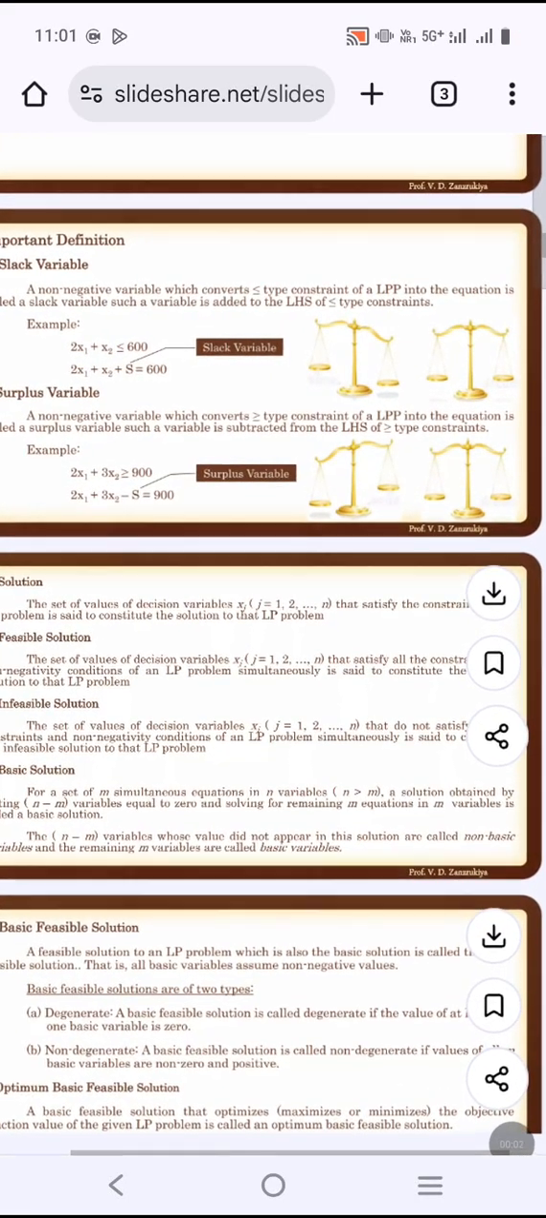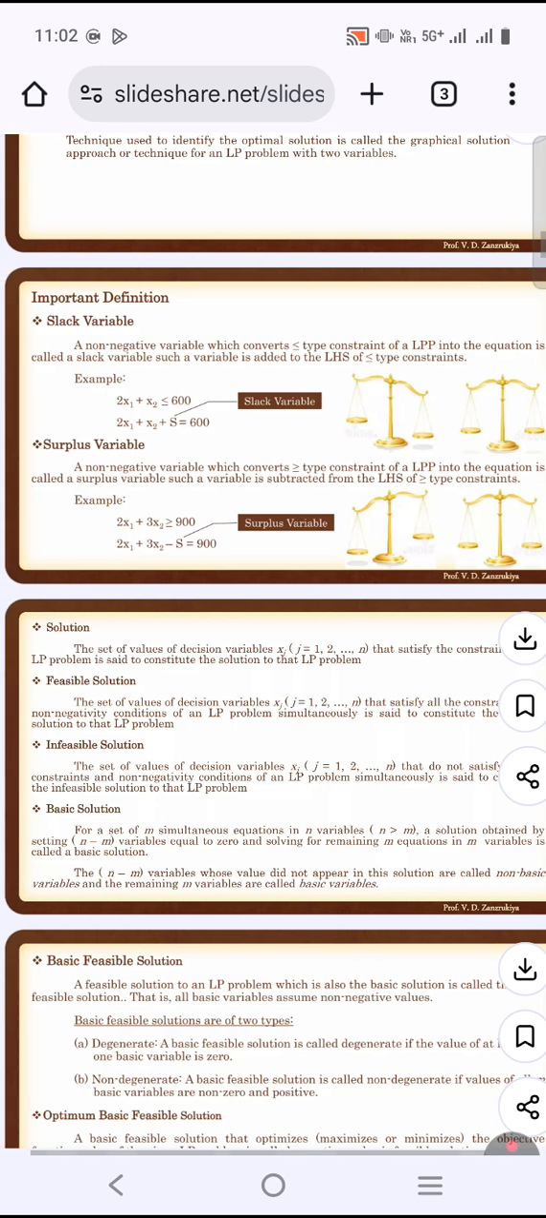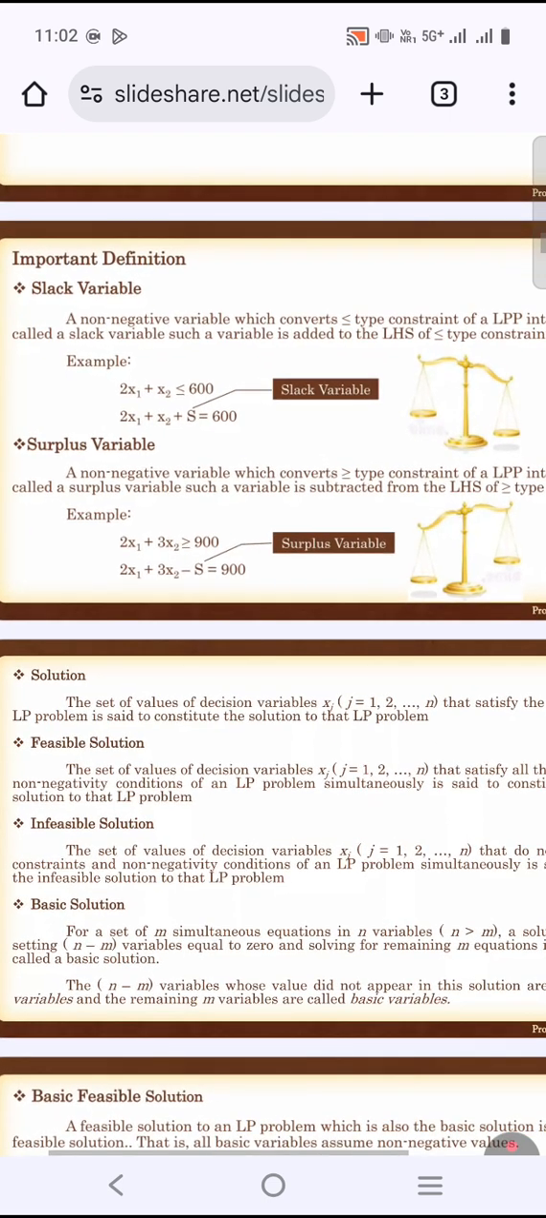Good morning. In the last lecture we saw the algorithm for the graphical solution of a linear programming problem. In this lecture we will see some definitions related to the graphical solution. The first definition is slack variable.